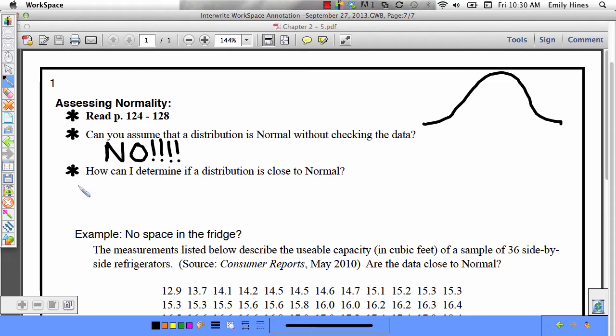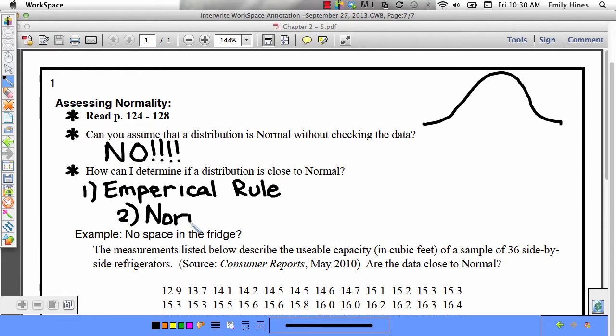So how can you determine if it's normal? There are two ways. One, you can check the empirical rule. You can count the data points and divide between one standard deviation and make sure that it is close to 68%. Two standard deviations should be close to 95%, and three standard deviations should be close to 99.7. Or you can create a normal probability plot.